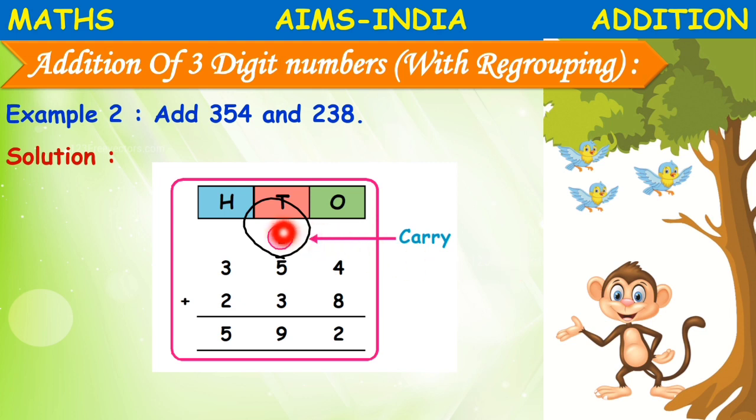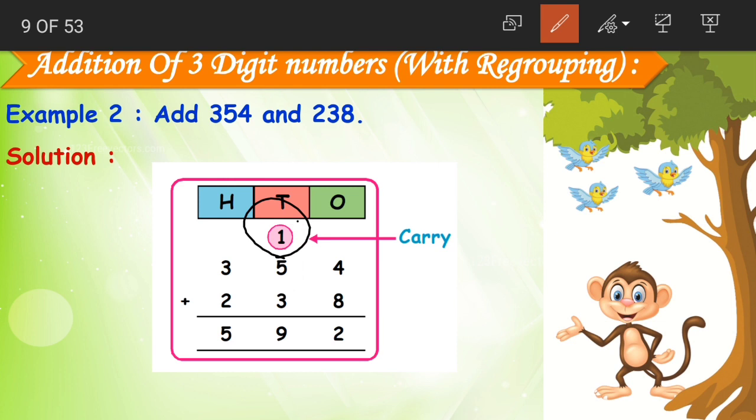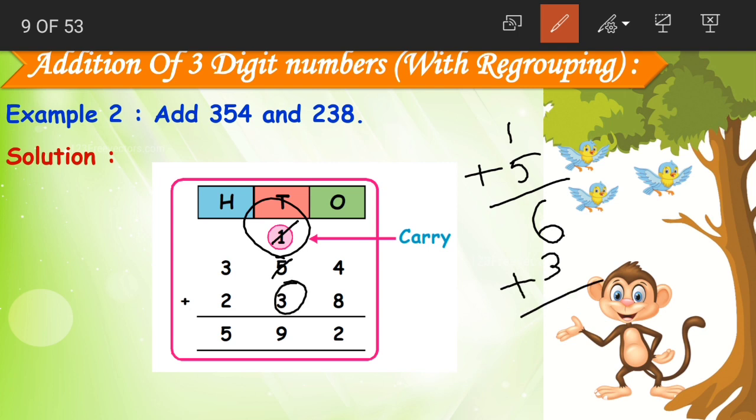Now we have 1, 5 and 3 in the tens place. 1 plus 5 becomes what? 1 plus 5 becomes 6. And then we have 3. Now 6 plus 3 becomes, after 6 we have 7, 8, 9. Yes. So 1 plus 5 plus 3 becomes 9. Okay children, in 9 we have only one digit. See, we wrote the digit 9 here.